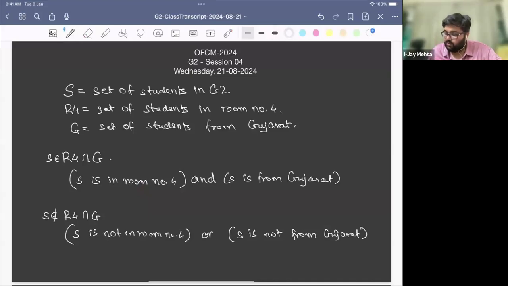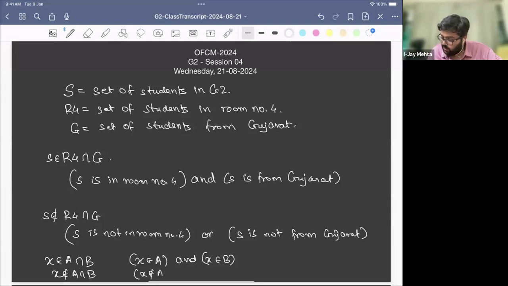Okay. So we have something like this. X is in A intersection B. Yesterday we saw, right? Then X is in A and X is in B. It should be in both. If it is not in A intersection B, then either X is not in A or X is not in B. Is it okay for everyone?